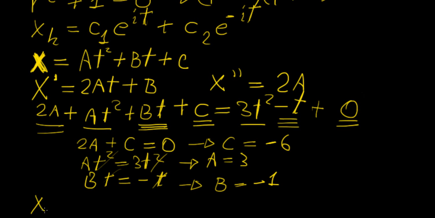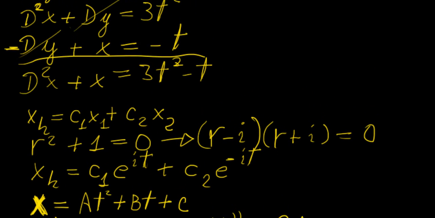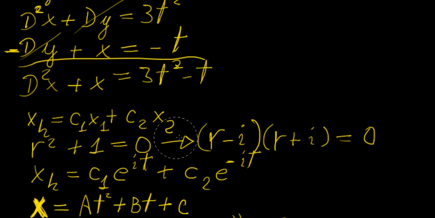So that means that our x of t, big X, is going to be equal to 3t squared minus t minus 6. So now that we have those two things, we can pretty much just put them together to find the solution for x. So I'm going to go back here.